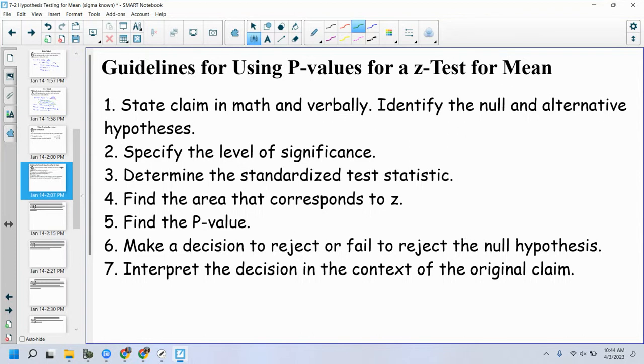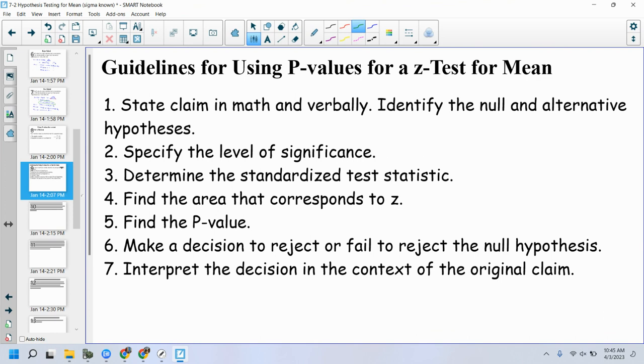I'll be looking for, okay, where's your claim? State your claim. Show me the null and alternative. Check, check. State your level of significance. Check. Show me your Z score. Check. Get the correct Z score. That's the only computational thing about this. Step 3, what's your Z score? X bar minus mu over sigma divided by square root of n.